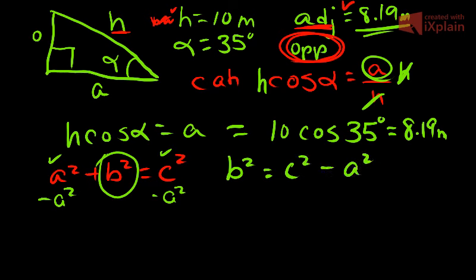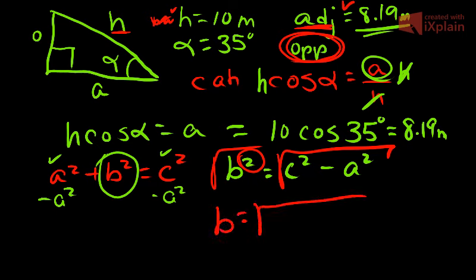And then the last thing to do is get rid of the squared term by taking the square root of both sides. And when I do that, I end up with B equals the square root of C squared minus A squared. And what's left to do is just plug this in.